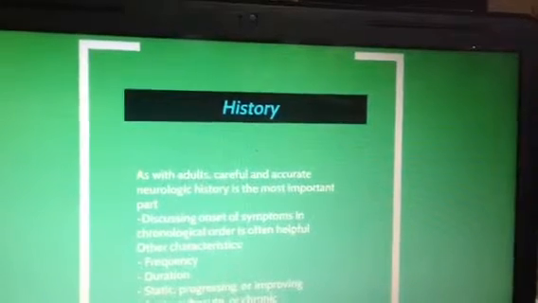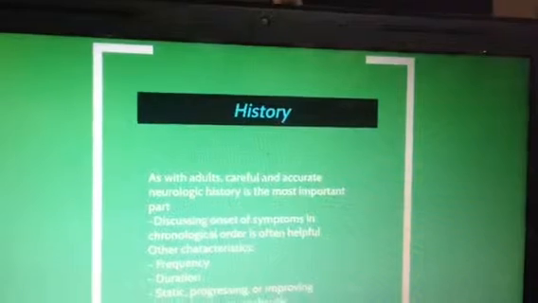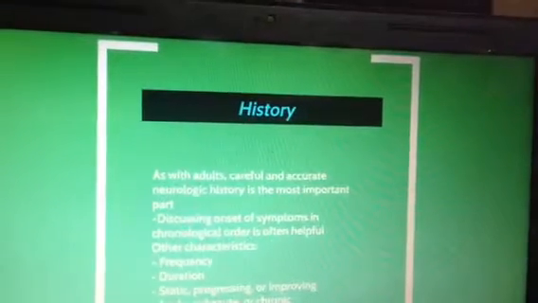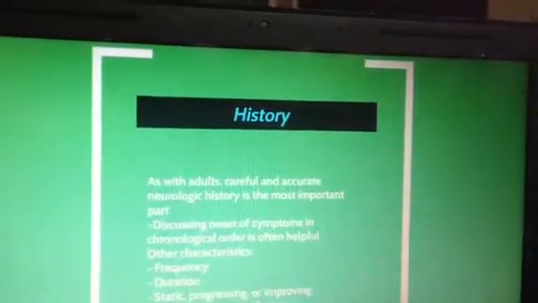Discussing onset of symptoms in chronological order is often helpful. Other characteristics are frequency, duration, static, progressing or improving, and whether it is acute, subacute or chronic. Then a systematic review and reread of the history.